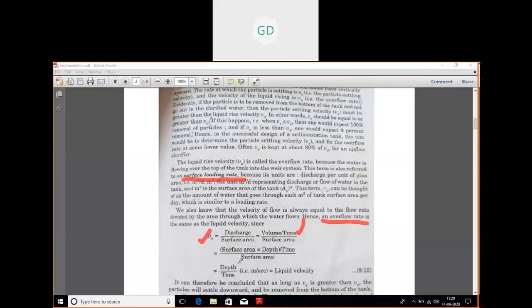So ultimately the formula is depth by time. You see, volume also we can write as surface area into depth. Area into depth will be your volume. So finally your V naught formula comes to be depth by time. Okay, you write down this whole thing.